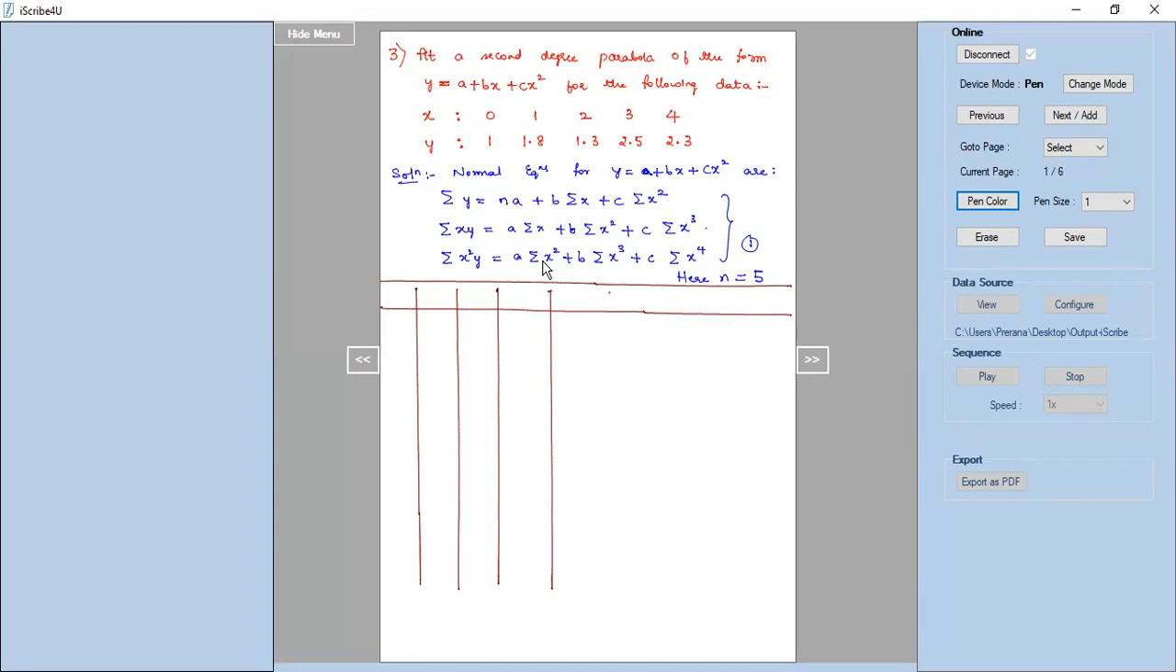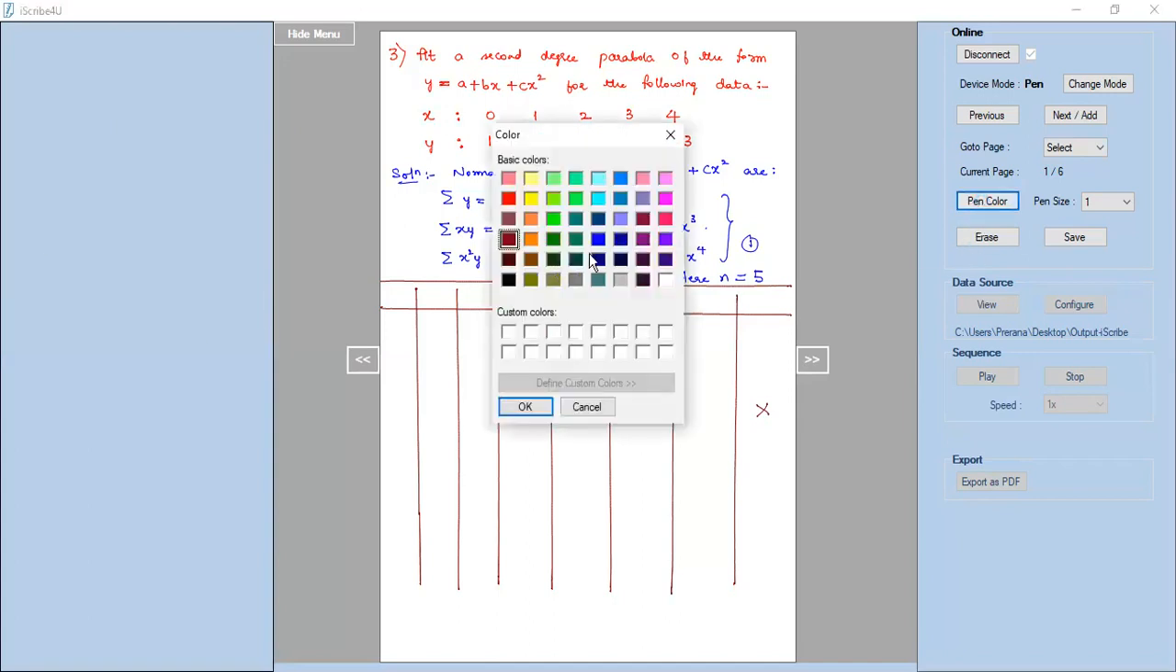So we need two more columns. First two columns x, y. Then we have x square, x cube, x power 4, followed by x into y. And the last column will be for x square y. So prepare the relevant table. Accordingly, you can fill the data.